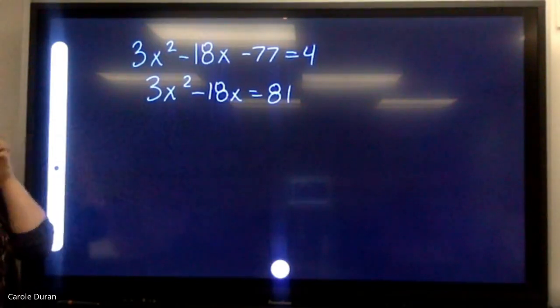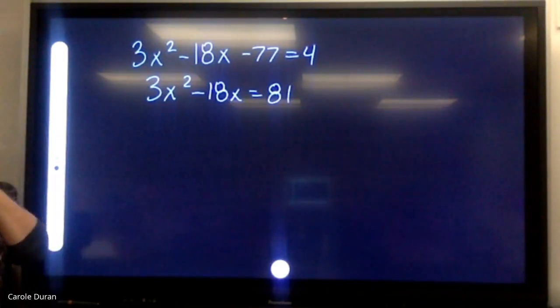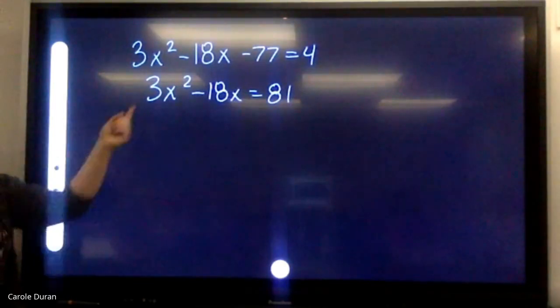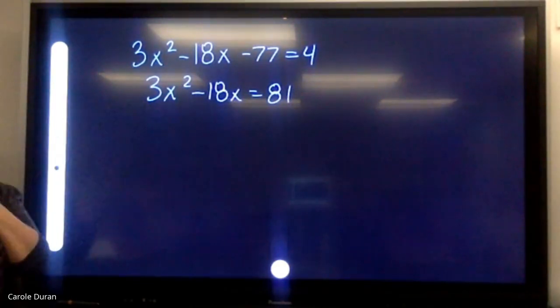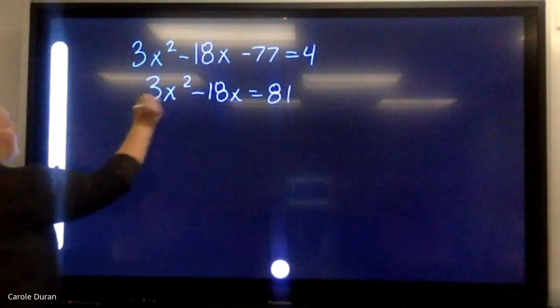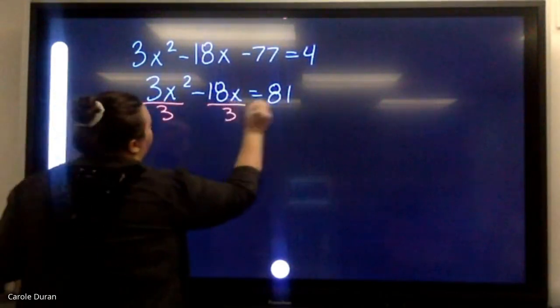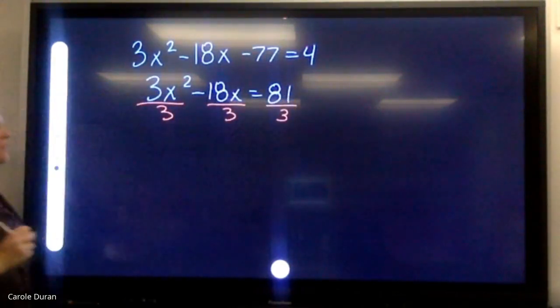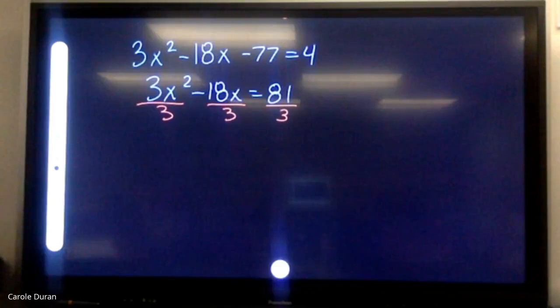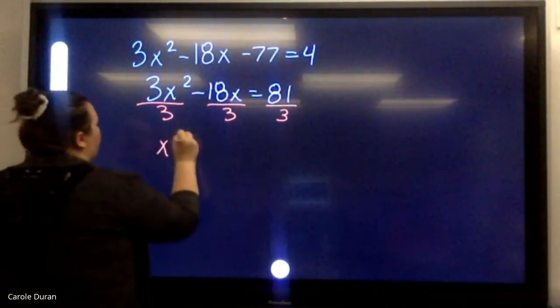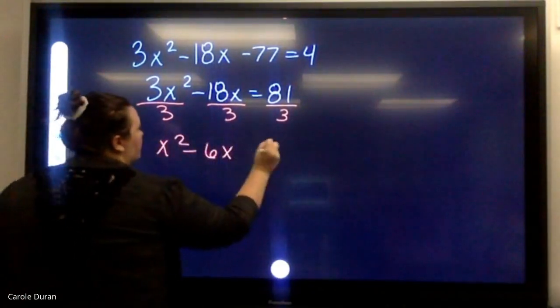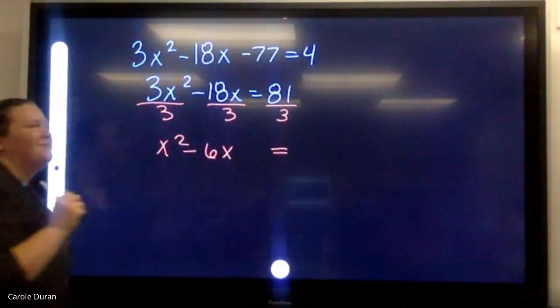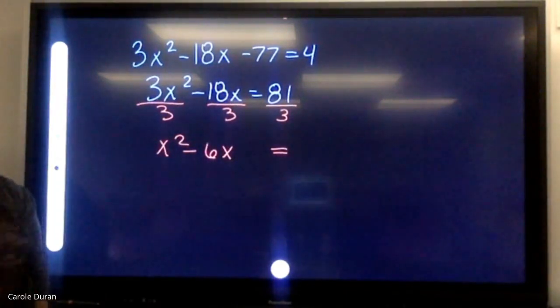So I have to make it be 3 terms by completing the square, but I can't do that until there's nothing in front of my x squared term. So what's in front of my x squared right now? So I have to divide that 3 out. And what I do to one thing, I have to do to everything. So once I divide out that 3, I'm left with x squared minus 6x. And then equals, what's 81 divided by 3?